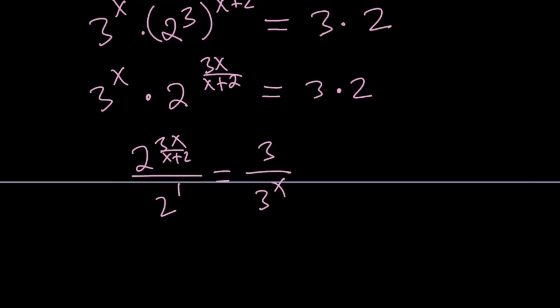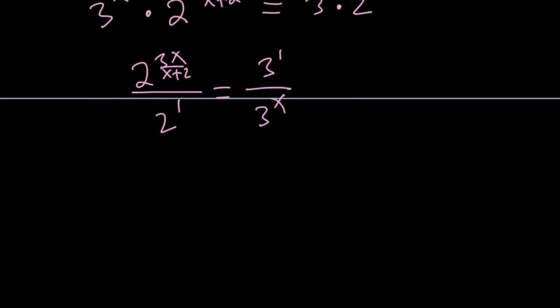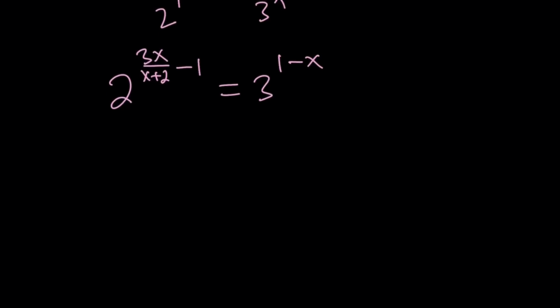So now these are first powers, so we can go ahead and subtract the exponents. So 2 to the power 3x over x plus 2 minus 1 equals 3 to the power 1 minus x. All right, so let's make a common denominator and subtract. That means subtracting x plus 2 from 3x. That's going to be 2x minus 2. Don't forget to negate the 2 there. And obviously we forgot to divide by x plus 2. And this is going to be 3 to the power 1 minus x.